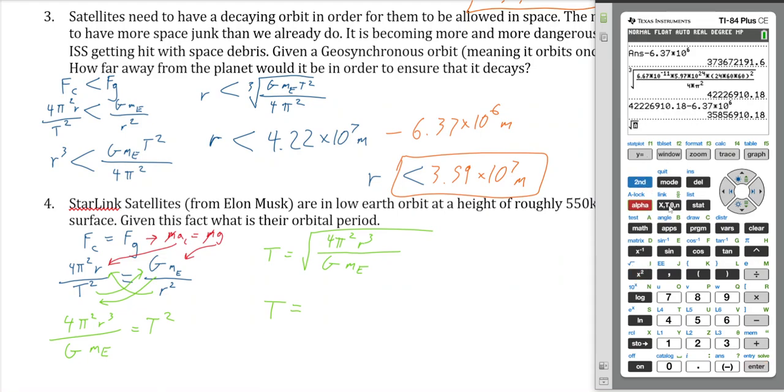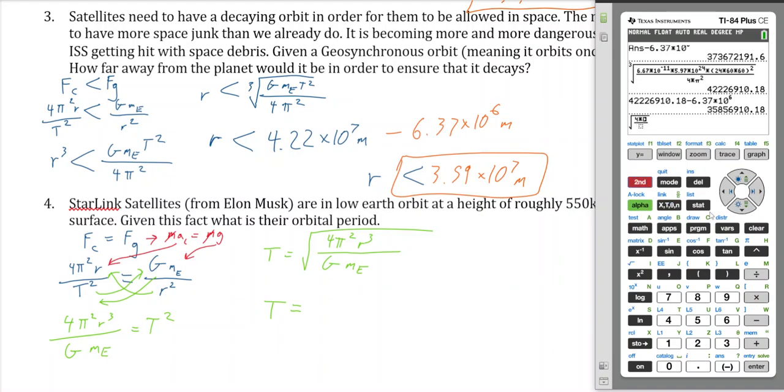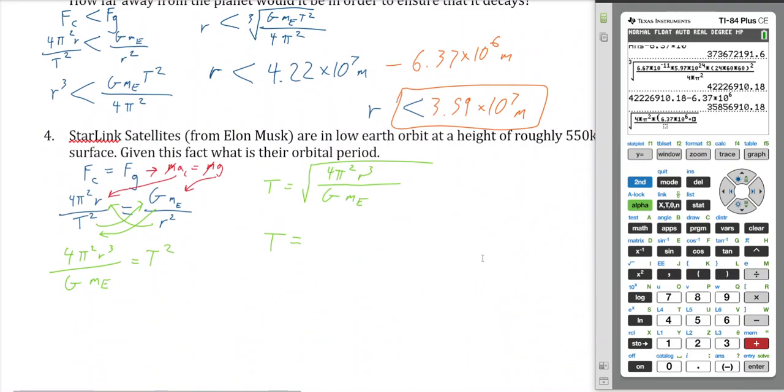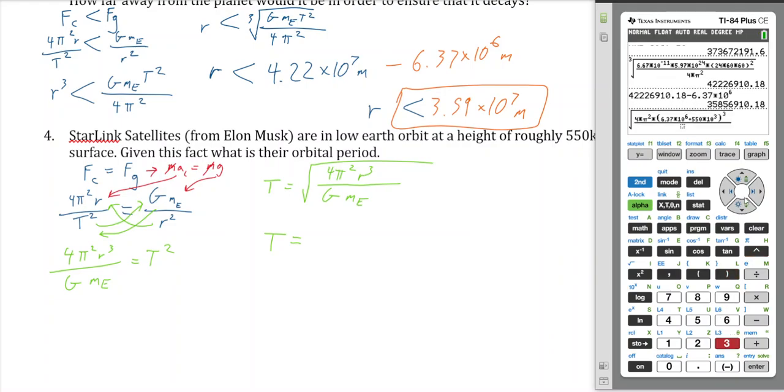So, second function, square root, 4 times pi squared times the radius, which, keep in mind, is the radius of the Earth, 6.37 times 10 to the 6, plus the orbital height, which is 550 times 10 to the 3, because it's in kilometers and you want to change it to meters. And then this is cubed.